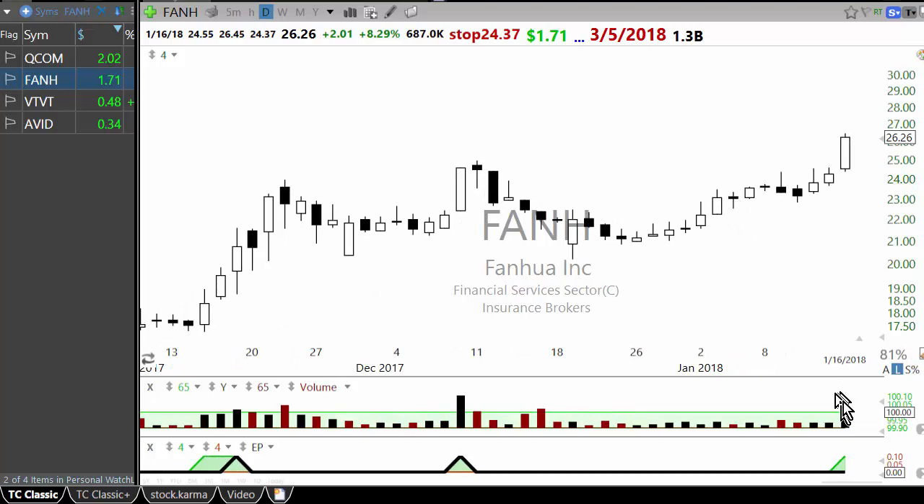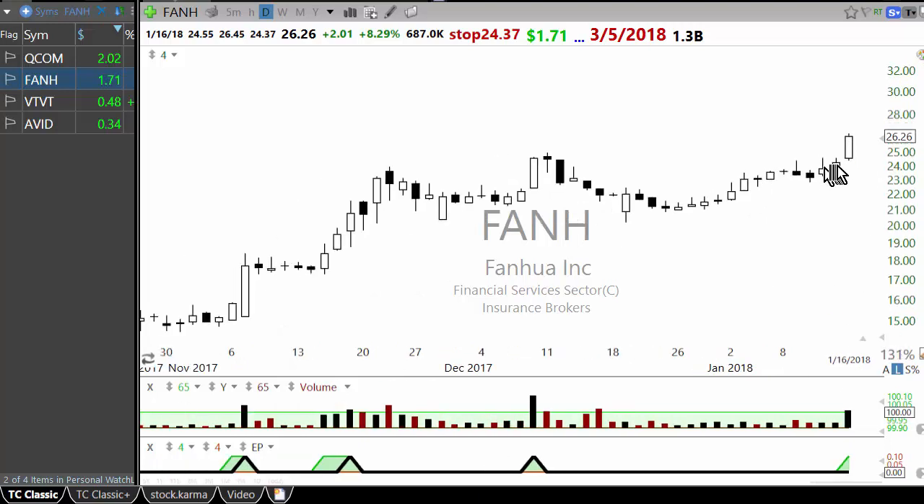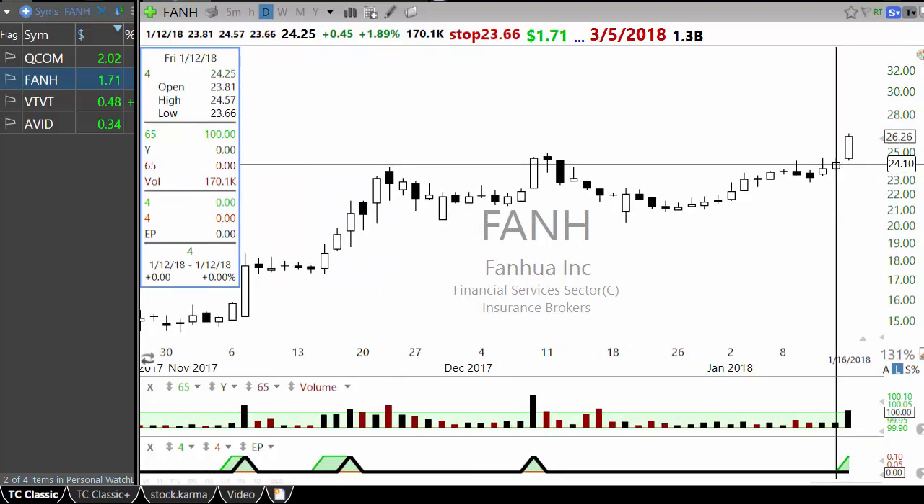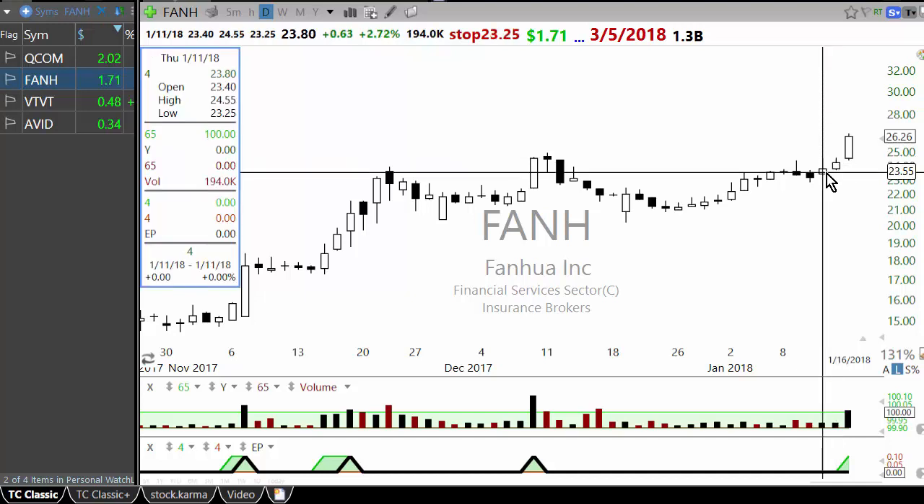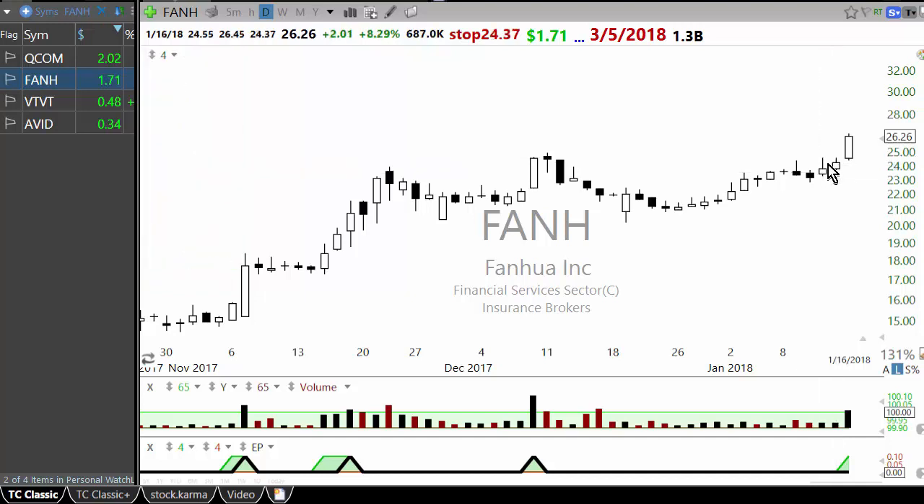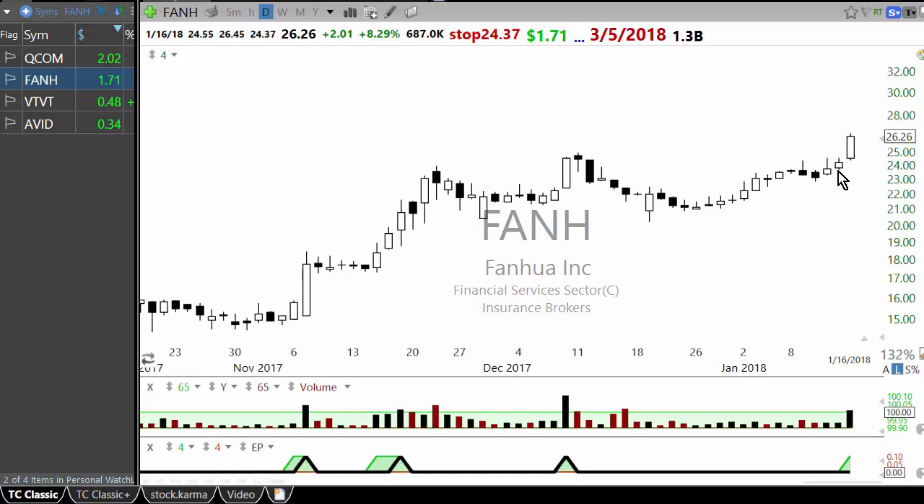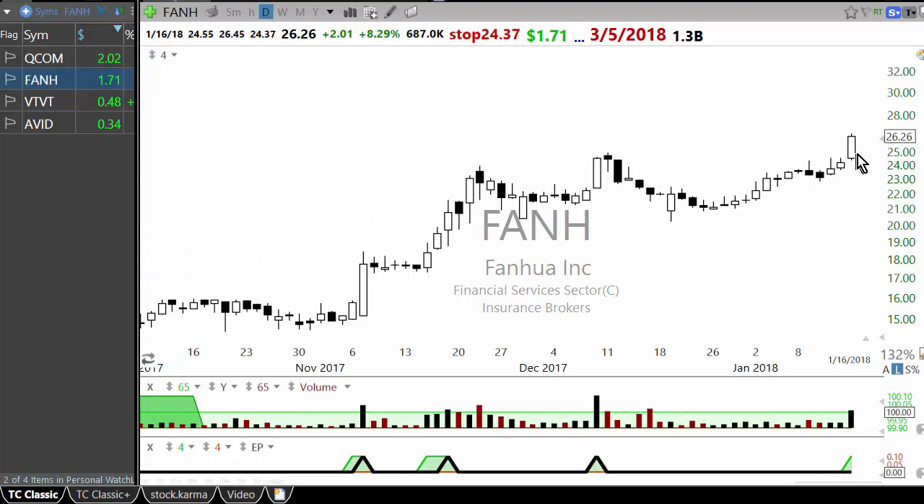Okay, FANH. Now FANH had a high volume, closed near the high. It was up less than 2% yesterday, it was less than 2.72%. The stock had almost a breakout on this day and faded. Technically it is 3 days in a row, but these were not major gain days. So I would still take this as a good breakout.